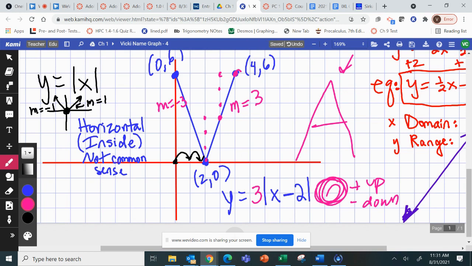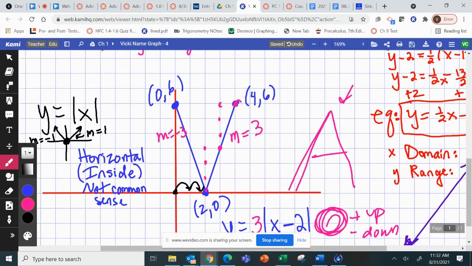And then the last question, does anybody remember what flips it to make an A? What turns it upside down? Does anybody remember what we do to the absolute value there? Maddie? Yeah, so this one would start with a negative absolute value of whatever is on the inside.